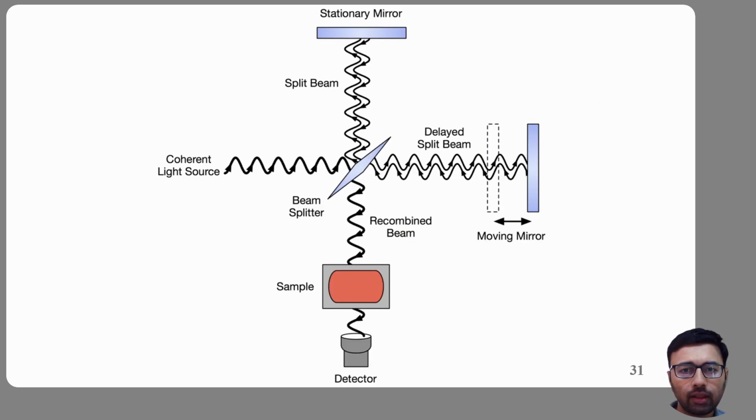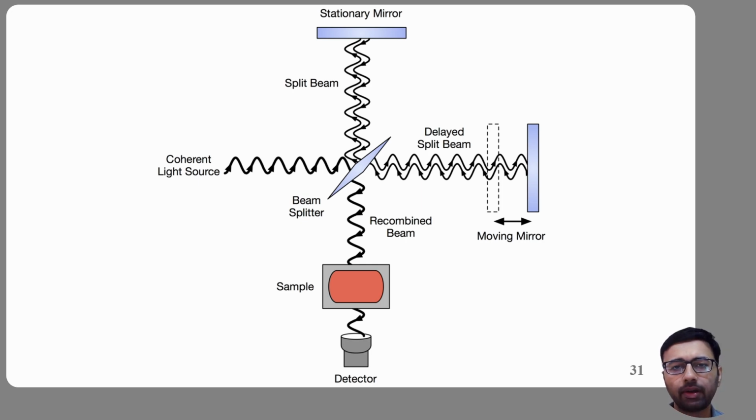Now let us carefully trace the path of light through the Michelson interferometer. We begin with the broadband infrared light source. The beam travels forward and reaches the beam splitter. The beam splitter is a partially reflective mirror. It divides the incoming radiation into two separate beams. Approximately half the light is transmitted and the other half is reflected.